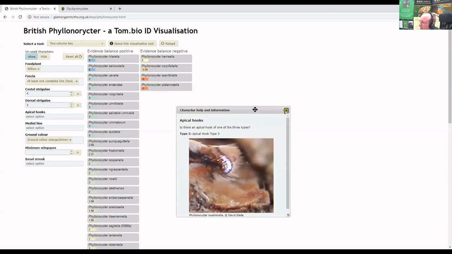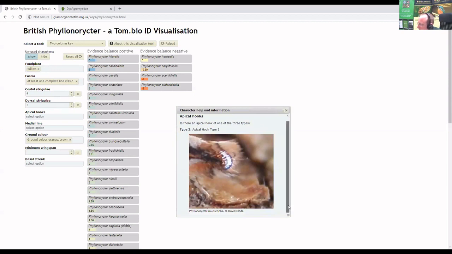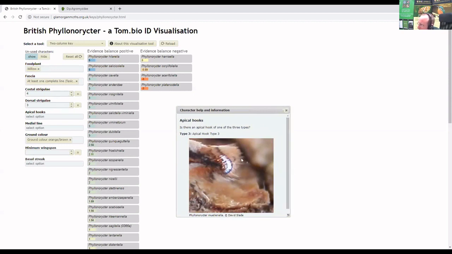So food plant, fascia, apical hooks. I've only got one image, that's a shame. The apical hooks are lines within the costal, within the terminal cilia. So this is supposed to be showing. Yeah, there it is. This is type 3. I had thought I had images for all of the types of hooks, so excuse me, I'd better correct that. But yeah, this is a type 3 hook. So if you could see that within your moth, then you could tick that in there.